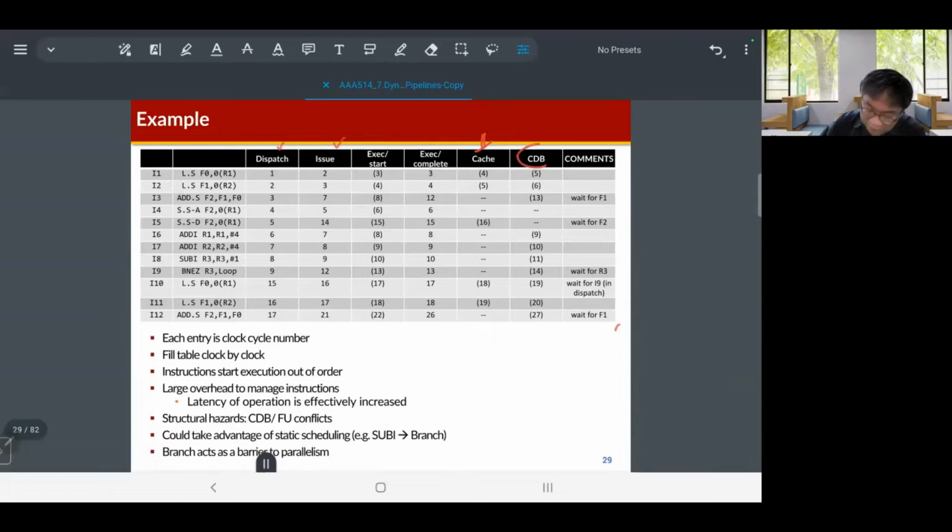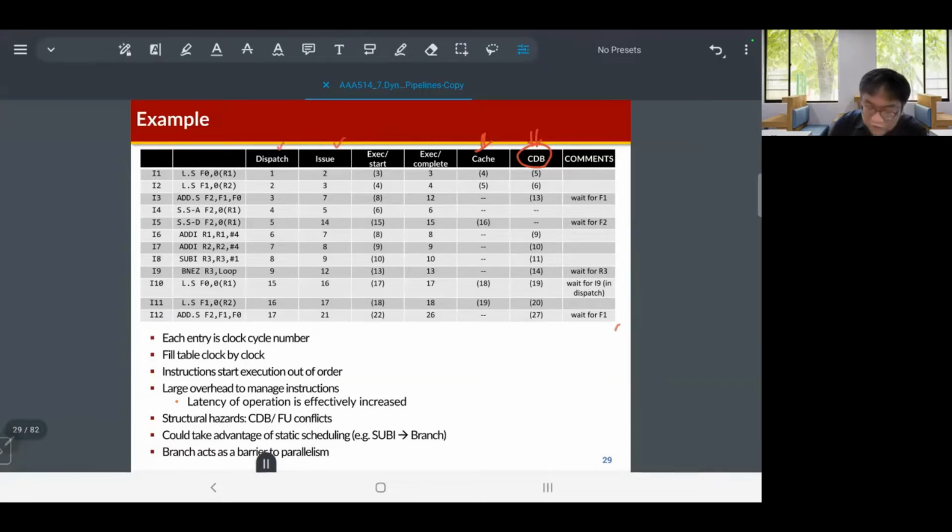And then the CDB. This is very similar to the write back of the static pipeline architecture. When the data is delivered on the CDB, we assume that it takes 1 clock. So how about the first load instruction? Let us assume that when the instruction is dispatched, that is the first clock cycle for executing these instructions.